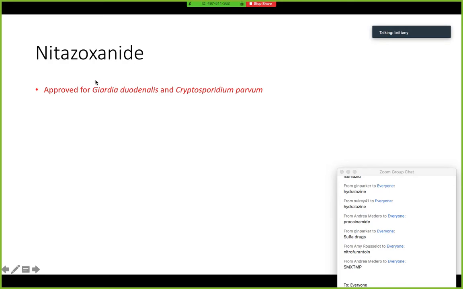Okay, and then nitazoxanide. No, I can't say it. This one is approved for use in Giardia duodenalis. This is the one that you're going to see most commonly asked in questions.